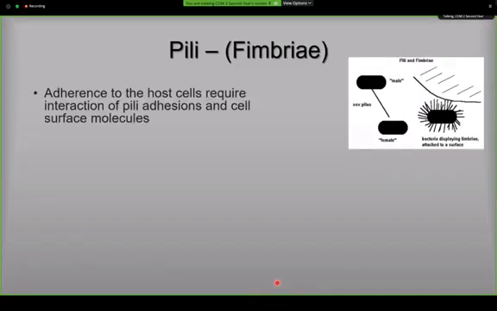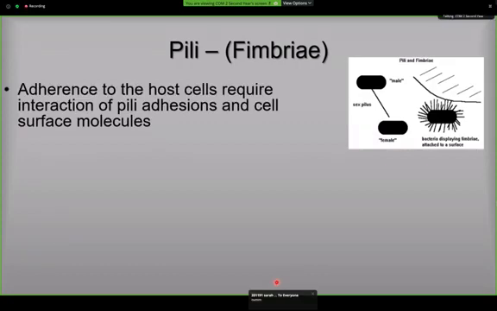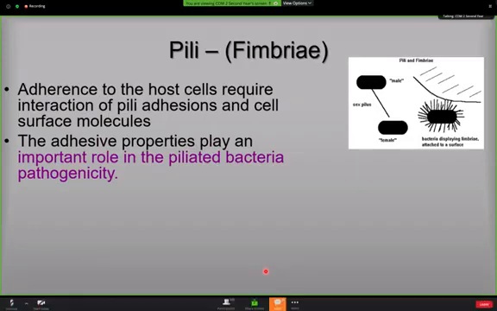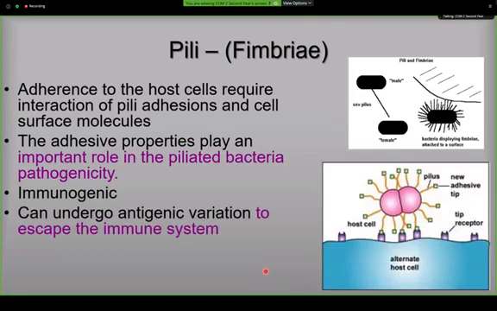All right. We just talked about fimbria. It also helps in the adherence of the bacteria to the host, and the adhesive properties of the fimbria play a role in pathogenicity. Again, for the pathogen to cause a disease, they need to adhere, colonize, and multiply. It's also immunogenic, and it has something called antigenic variation. Antigenic variation is when bacteria are able to have different antigens, so they will not be detected because they have variable, changing antigens.